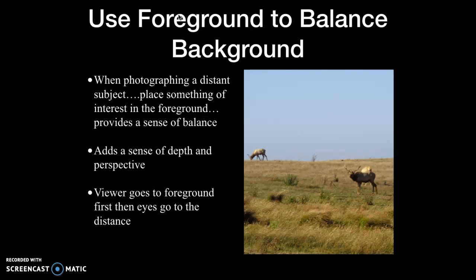This time we're going to talk briefly about using the foreground to balance the background, and vice versa. So when you're photographing a subject off in the distance, you should try to place something of interest in the foreground. This way it'll help create a sense of balance so that the background isn't overpowering the foreground, or the foreground overpowering the background, yada yada. It'll help add a sense of depth and perspective. So it'll help give you a sense of how far away the subject in the background is, or just how close the subject in the foreground is.